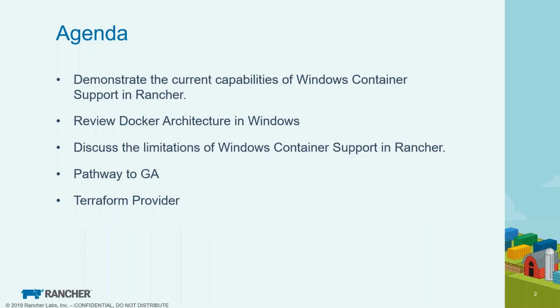So today, we're going to demonstrate the current capabilities of Windows container support in Rancher. We'll also review the Docker architecture in Windows because it's different than Linux. We'll discuss some limitations of container support both in Rancher and in Kubernetes, and the pathway for Kubernetes going GA for Windows container support. And then we might touch a little bit on the Rancher Terraform provider. This is something new we're creating for DevOps teams that will allow you to integrate Terraform with your Rancher platform and actually create Rancher components on the fly. The demo today used both of those, and I wanted to make sure to highlight that as well.